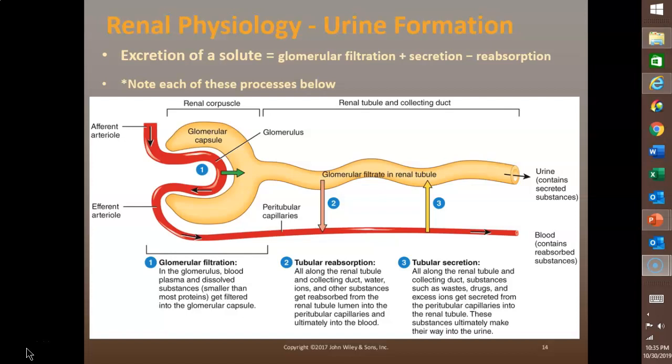To produce urine, the nephrons and the collecting ducts have three basic processes. The first step of urine production is glomerular filtration, where water and most of the solutes in the blood plasma move across the glomerular capillaries where they're filtered, and then the filtrate is going to move into the glomerular capsule and then into the renal tubule.